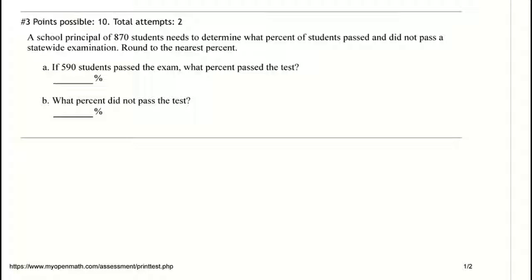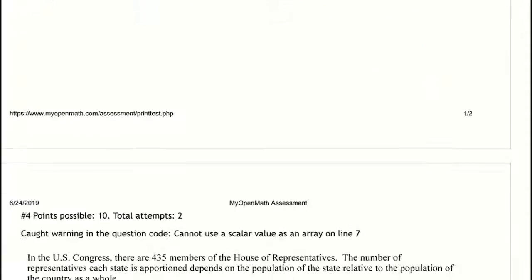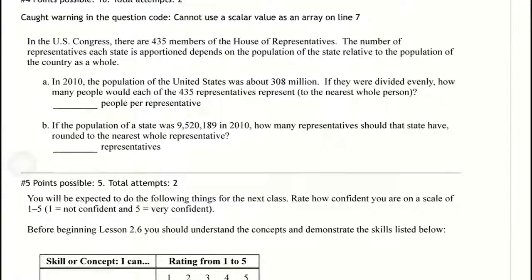Okay, so if a school principal of 870 students wants to figure out how many passed a test, we can do percentages as well. So 590 out of the total, 870, multiply that by 100, that would give us how many passed. And then whatever we got there, we would subtract it from 100. 100 always equals percent, percent is always 100, and that will give us how many failed.